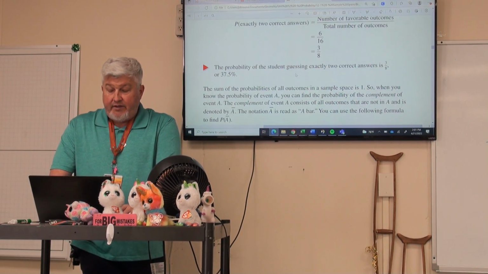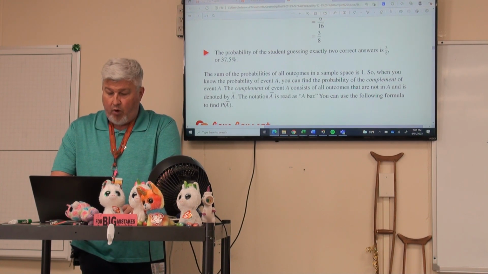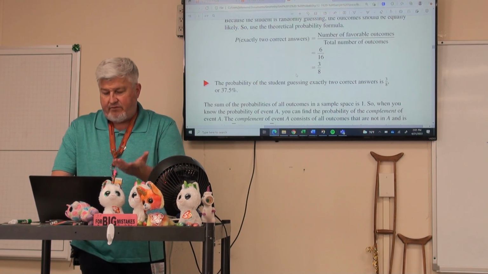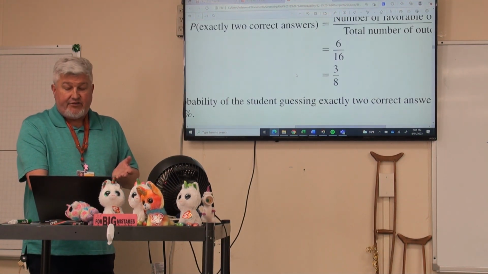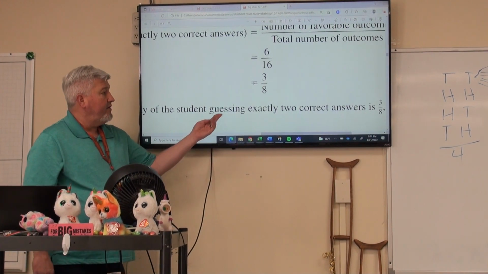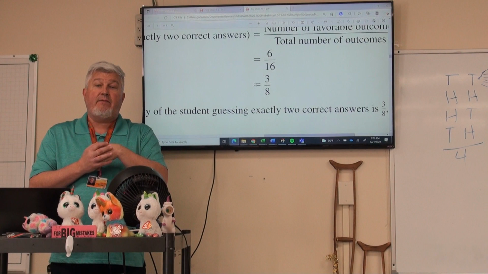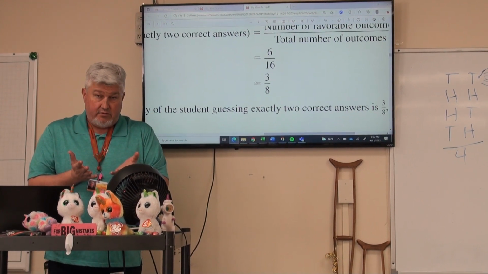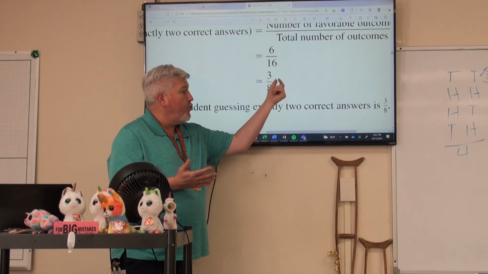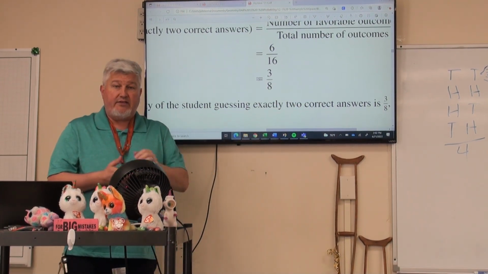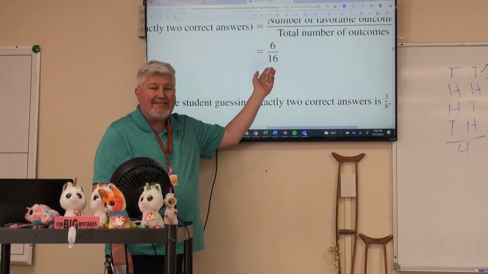The sum of all the probabilities of all outcomes in a sample space is 1. So in this one, think of it this way. We said the probability of this student guessing exactly 2 correct is 3 out of 8. So the chance of him not guessing 2 correct would just be 5 out of 8, to give you a total of 8 out of 8, which is 1. Whatever our favorable is, the non-favorable would be whatever adds us up to 1.